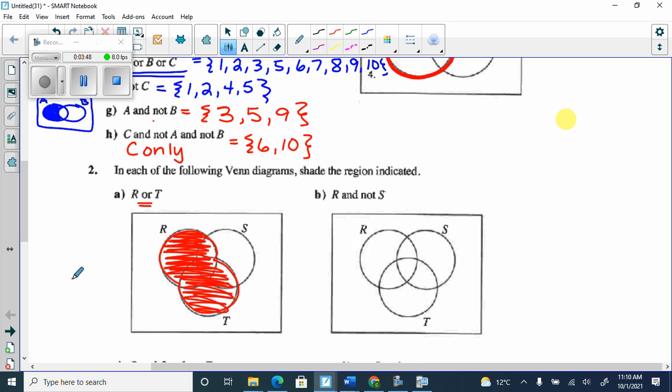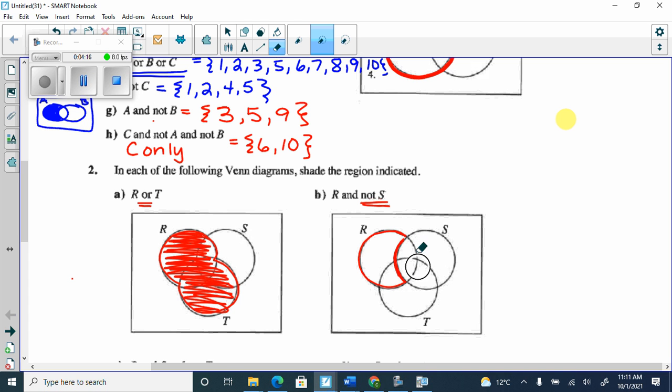Then this one is R and not S. So this is R. I'm going to circle the whole R, just to prove a point. I want R, but I don't want any of R that is in S. So would this be okay to circle what I did? No. I need to actually crescent moon it. So I want R, but not S.